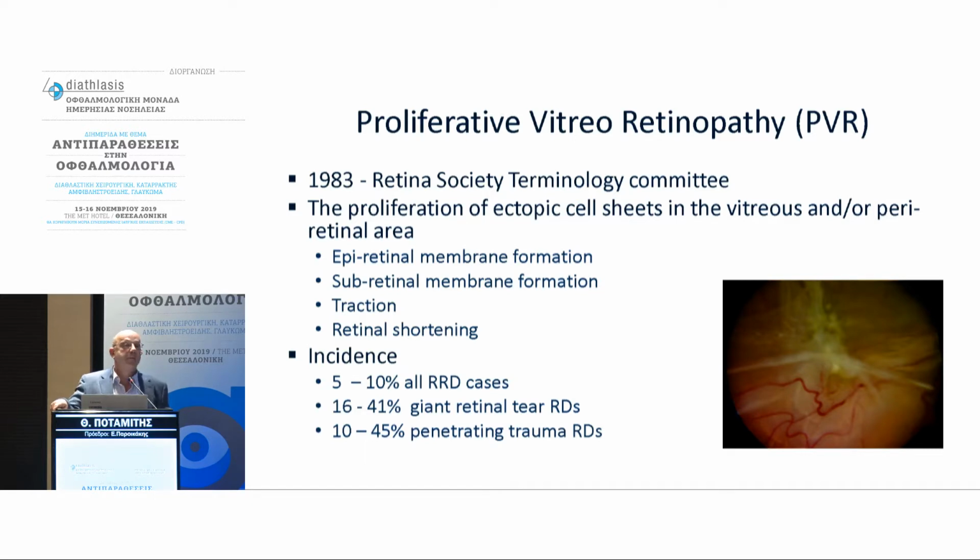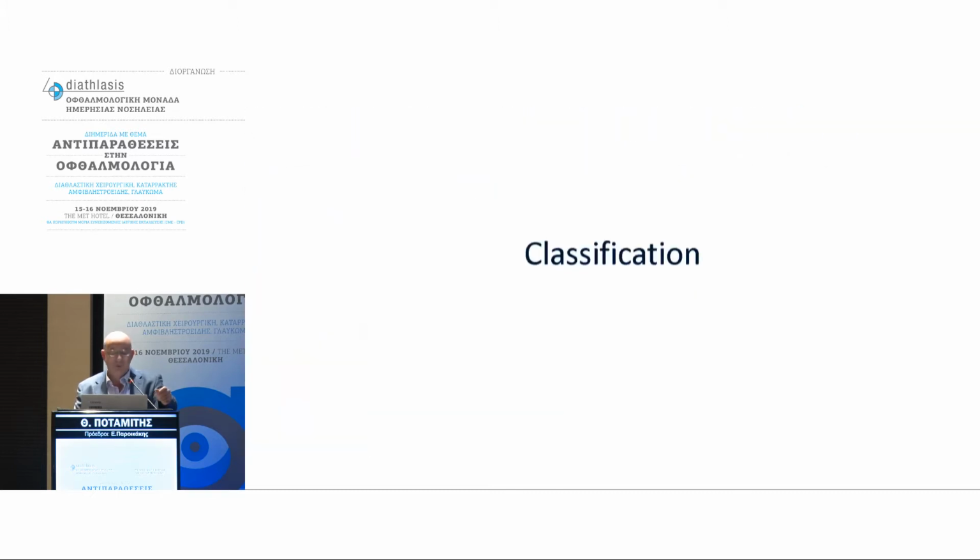So what is PVR? PVR is the description of the proliferation of membranes in the epi and subretinal space, causing retinal traction and shortening. It continues to be the commonest reason for retinal detachment failure. 5 to 10% of cases of retinal detachment will get PVR, and that increases to about 40% if there is a giant retinal tear, and 45% if there is penetrating trauma. 75% of failed retinal detachments are due to PVR. So it's a major problem in retinal detachment surgery.